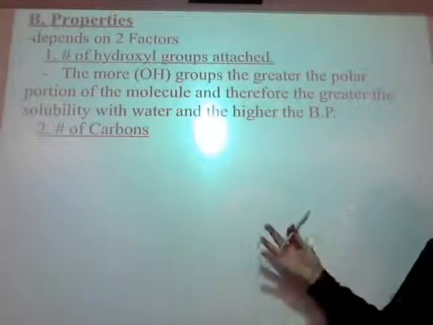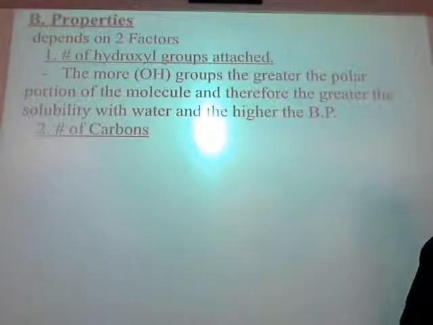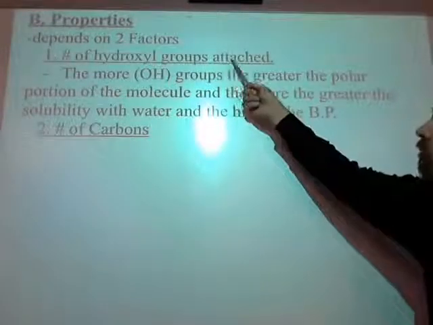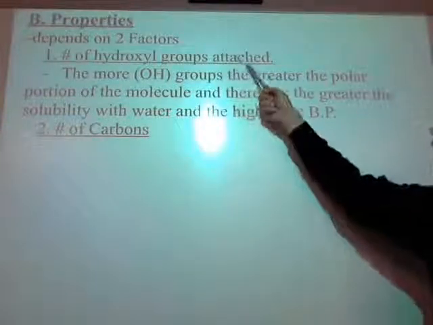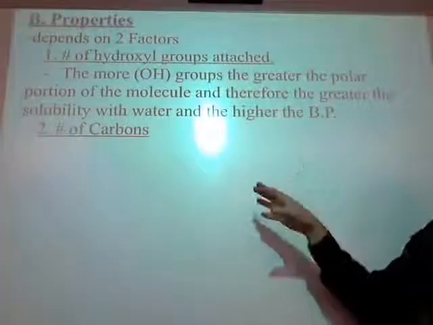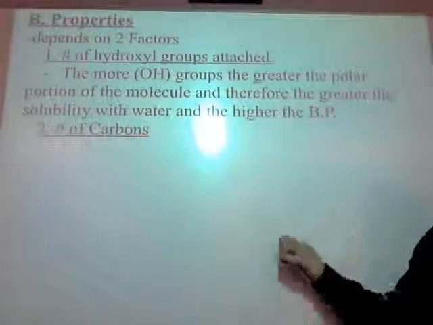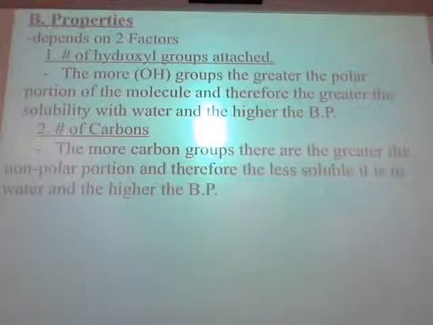But the more carbons I get, the more nonpolar it's going to be, and the less it's going to dissolve in water. So it's kind of the opposite, obviously, from the number of hydroxyl groups. The more carbons, the less soluble. The more OHs, the more soluble. Makes sense. But the other side hasn't changed. The more carbons is still going to increase the boiling point. Okay? So the more carbon groups there are, the greater the nonpolar portion, and therefore the less soluble. That's obvious, and it's also opposite of OH, hydroxyl groups. But the more carbons I have, still the higher the boiling point. Both of them increase the boiling points.